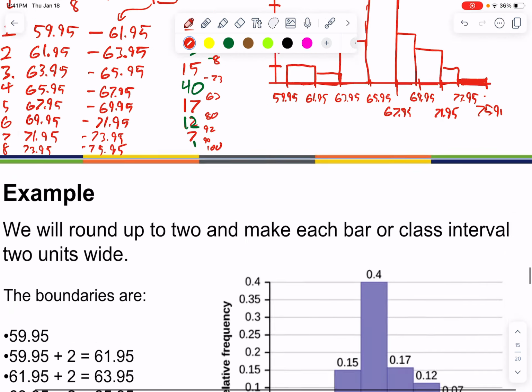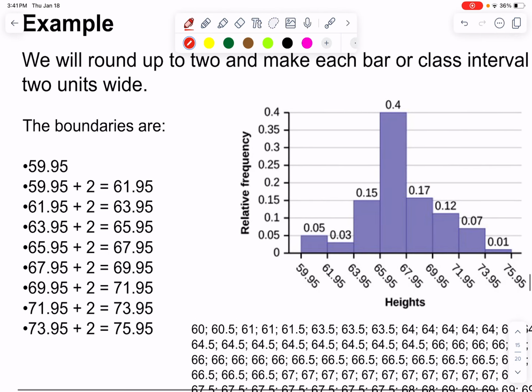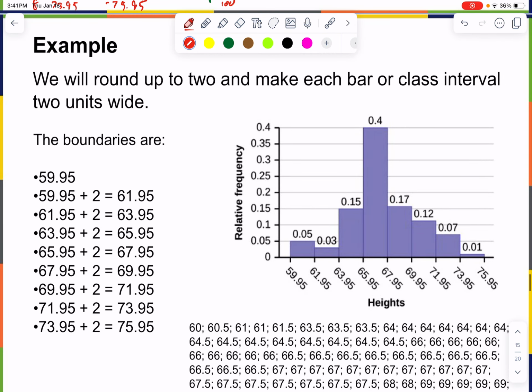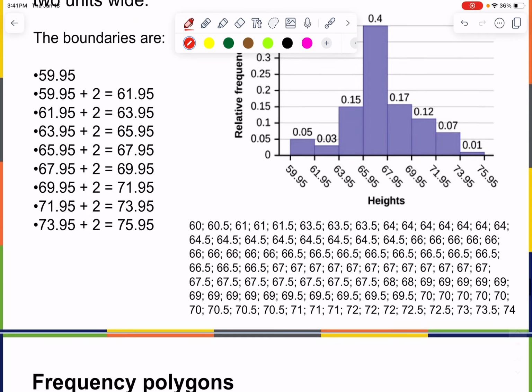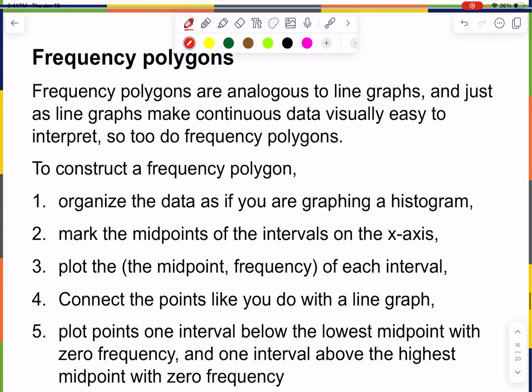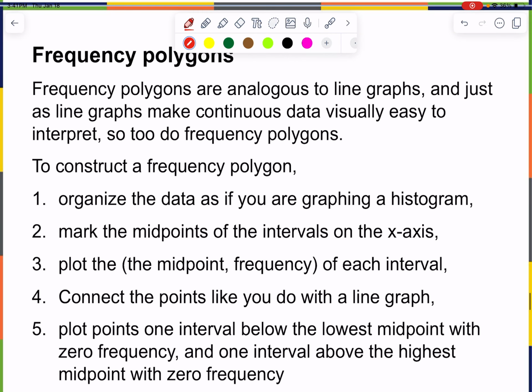That's pretty much the exact same thing right there, but now you see exactly where it came from. So you can just look at that if you need to. Frequency polygons. Frequency polygons are analogs to line graphs, and just as line graphs make continuous data visually easy to interpret, so too do frequency polygons.